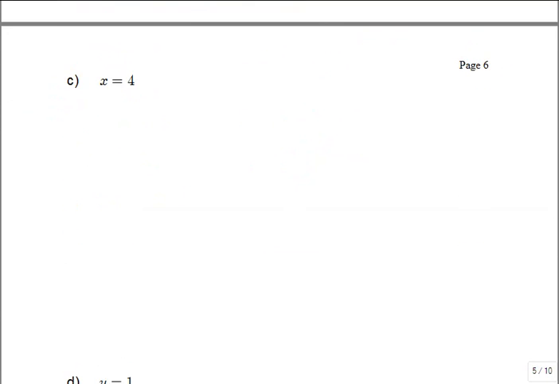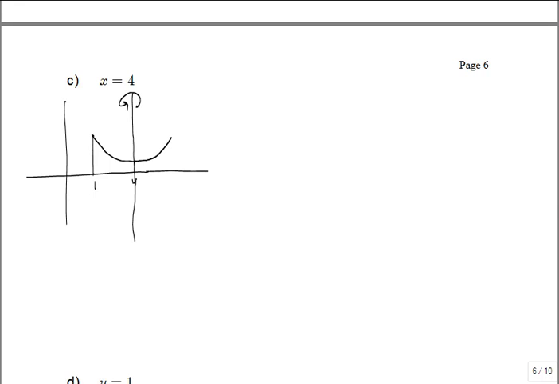Okay, same region again, so let's draw it. But this time we're going to rotate it around the vertical line x equals 4. So when I rotate that around, the mirror image is going to look like this.